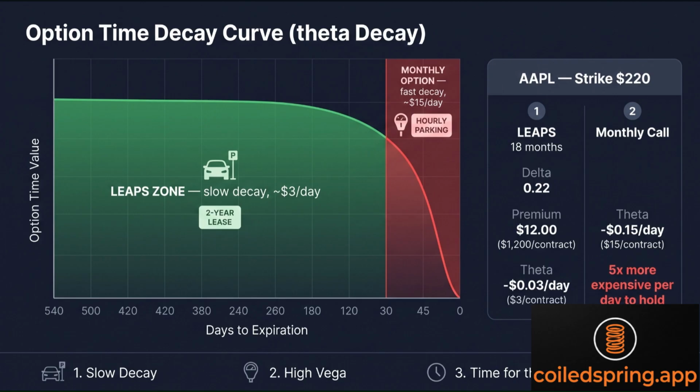Apple can have a bad quarter, go sideways for 3 months, then recover and push through your strike, and you're still in the position. You haven't been forced out by the clock. You had the time to be right.